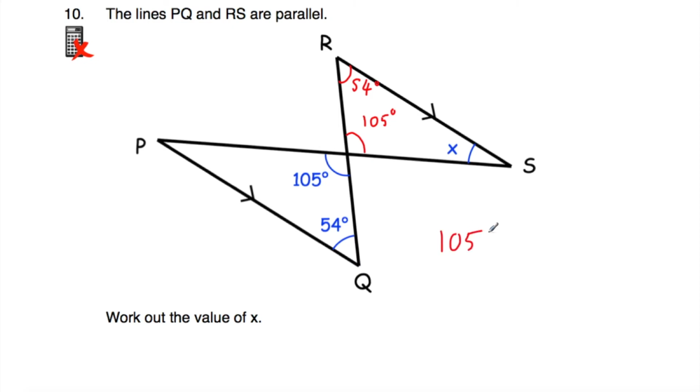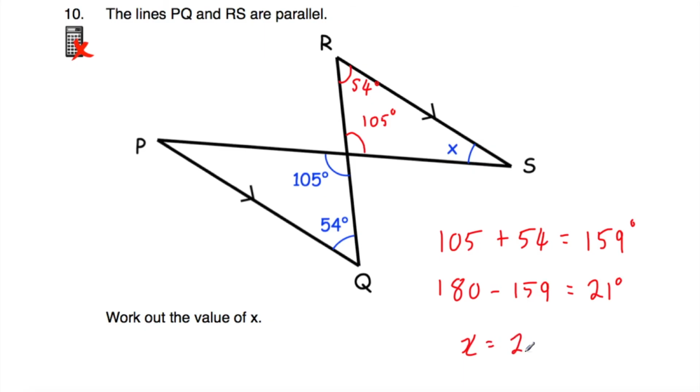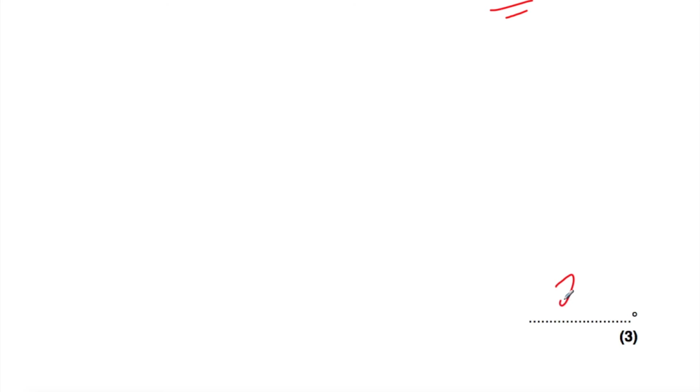105 degrees plus 54 degrees is equal to 159 degrees. Then 180 take away 159 is equal to 21 degrees. So the size of this angle, labelled X, is 21 degrees. And that's it, we've answered that question. We were just asked to find the size of the angle, so we don't need to worry about writing down our reasons. So let's write that down: 21 degrees.